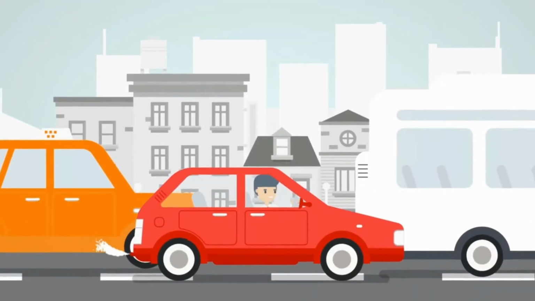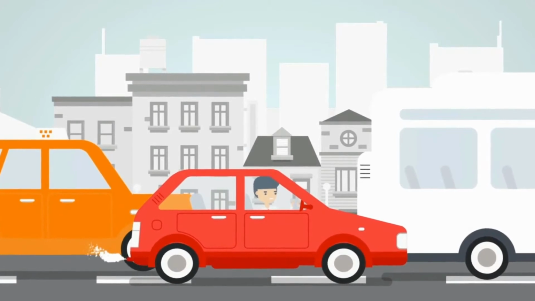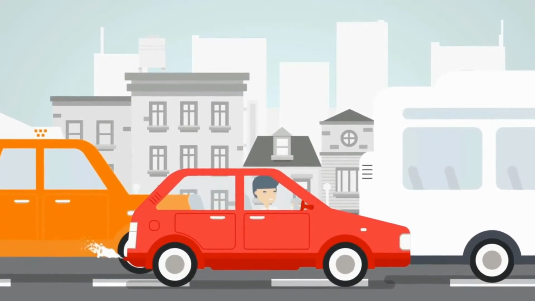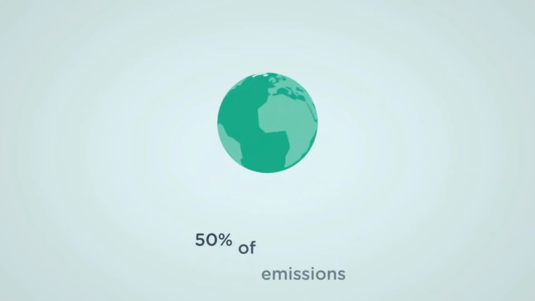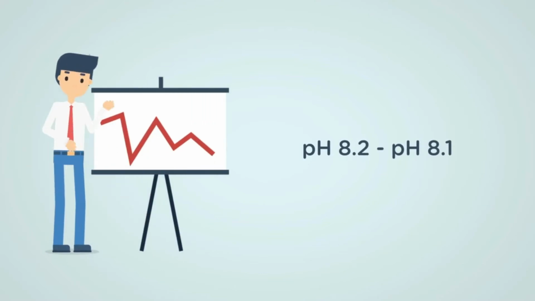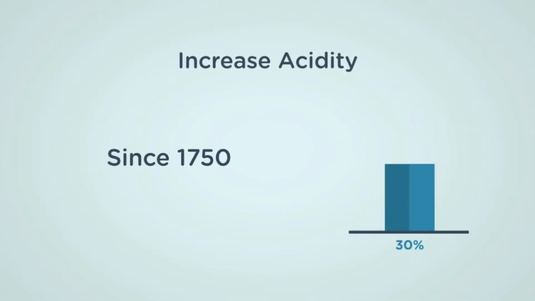Passenger vehicles are also a major pollution contributor, producing significant amounts of nitrogen oxides, carbon monoxide, and other pollution. In 2013 alone, transportation contributed more than half of the carbon monoxide and nitrogen oxide pollutants. This has changed the average pH of the ocean from 8.2 to 8.1, causing an increase of acidity in the ocean. Since the start of the Industrial Revolution in 1750, the acidity in the ocean has increased by an astonishing 30% and is still continuing today.